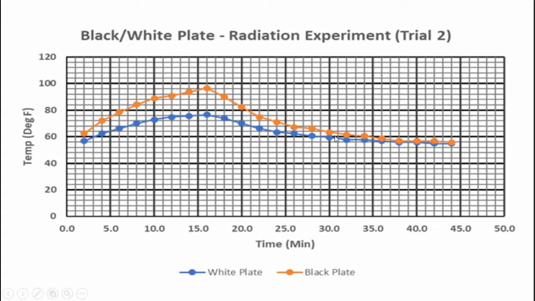But eventually, they come down to roughly the same temperature, and that's the ambient temperature of the air in the lab. So the question is, why is the black plate cooling faster? Is it because it's the black color, or is it because of the higher temperature? Now I can set up another experiment to test this concept to see why the black plate is cooling at a faster rate than the white plate.